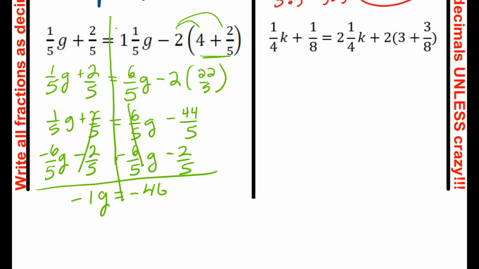You can put them in the calculator you want, but same denominators. -44 minus 2 is -46. Divide by -1. Divide by -1, and a negative divided by a negative is a positive. So you get 46/5 as your answer.